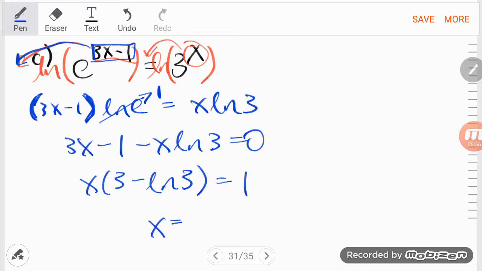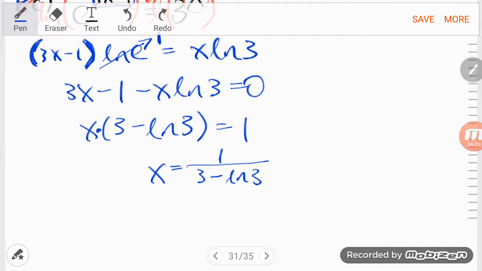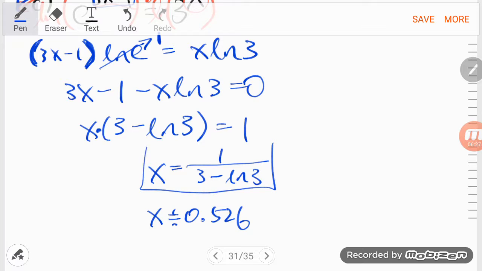So my x is equal to, so this is multiplication, so I will have to divide that to both sides. I'll have 1 over 3 minus ln 3. And if I put that in my calculator, my x would be approximately 0.526. All right, of course, I'm using a calculator for this. If the question does not allow us to use a calculator, then that could be your answer. All right, so that's it. Let's continue.